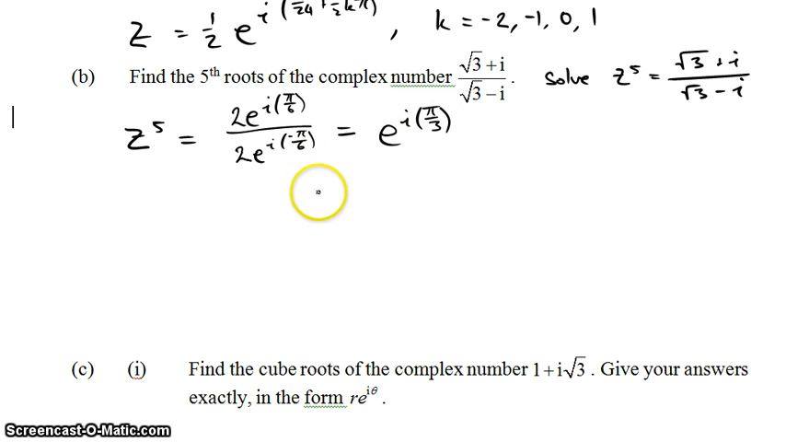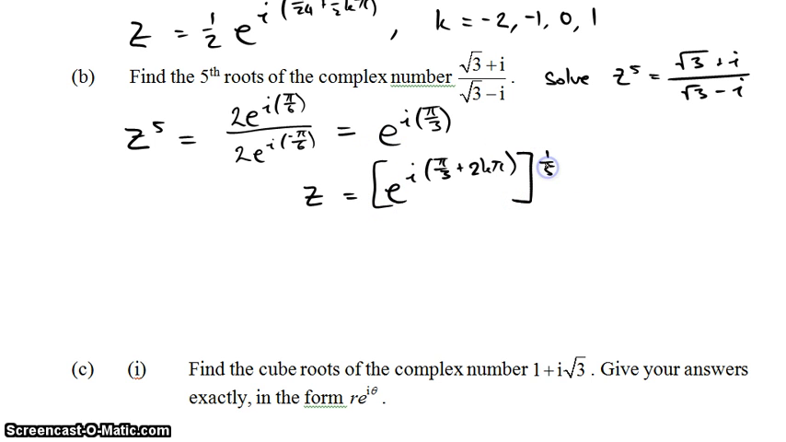So what do I have? That means z is equal to e to the i times (pi upon 3 plus 2k pi), the whole thing to the power of 1 over 5. So k here is an integer.